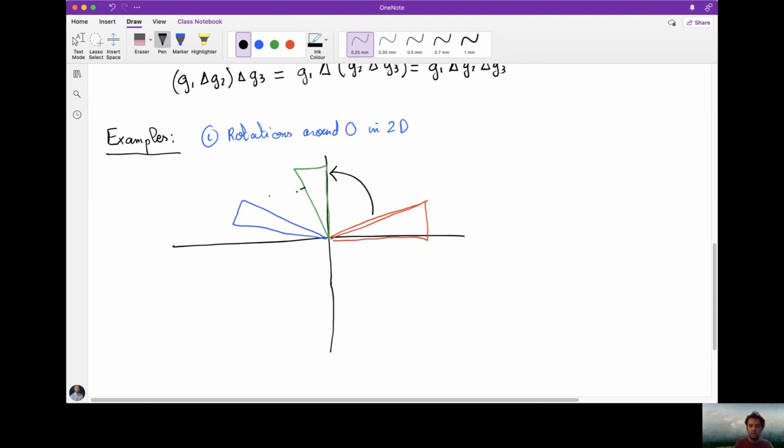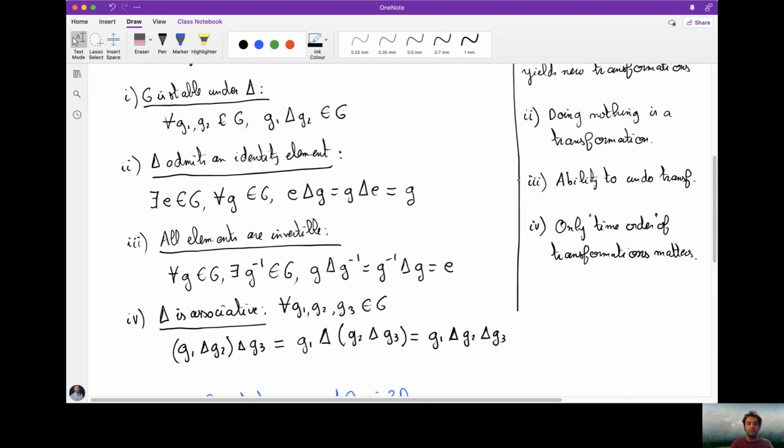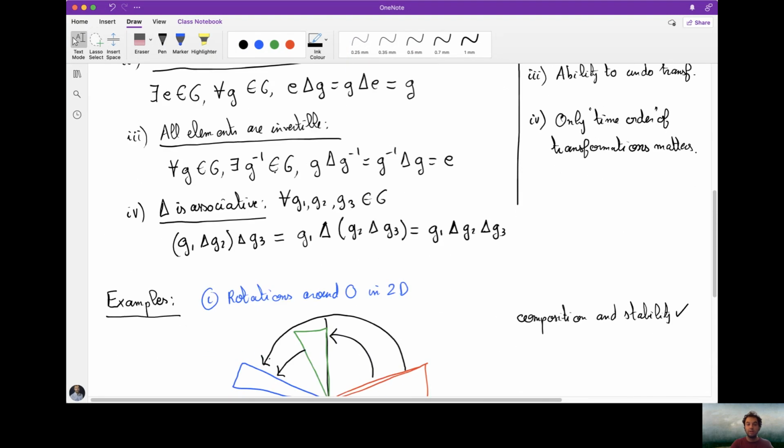That's a second transformation. And of course, doing the first transformation, then the second transformation, you can view this as one single transformation, which would be to take the first one and do this whole big rotation, right? So that's composition and stability. If you do one rotation, then a second rotation, the result is a rotation again, and stability is okay. So we have 4 properties, right?